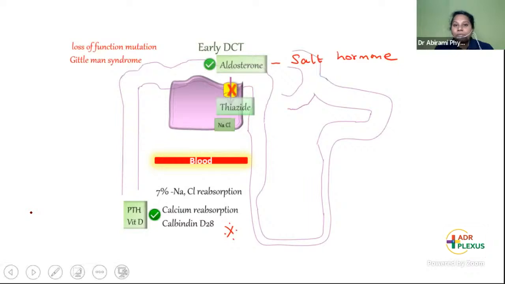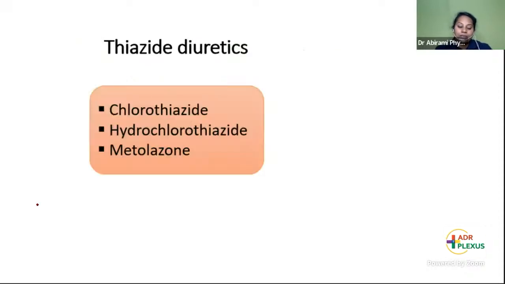What is the clinical application here? Any loss of function mutation of this sodium chloride channel can result in Gitelman syndrome. In the thick ascending limb, it was Bartter syndrome. Here it is Gitelman syndrome. And what are the clinical applications? Pharmacology, thiazide diuretics. What are the thiazide diuretics? Chlorothiazide, hydrochlorothiazide, metolazone.